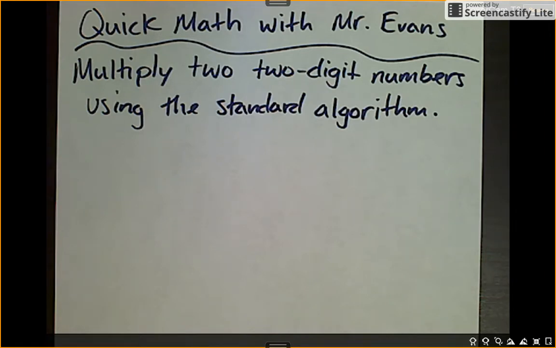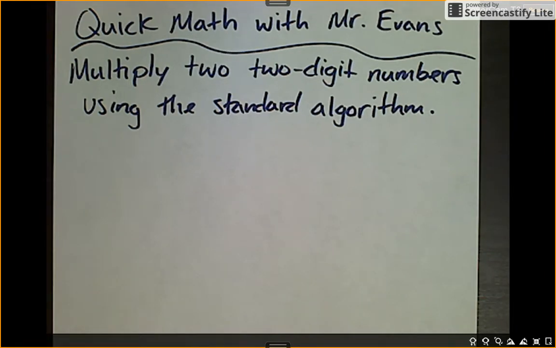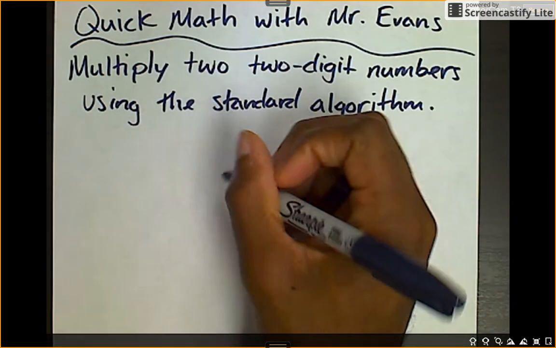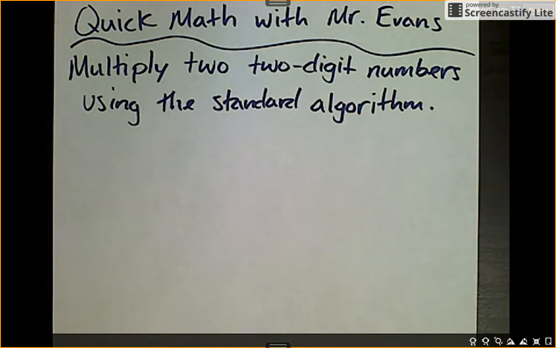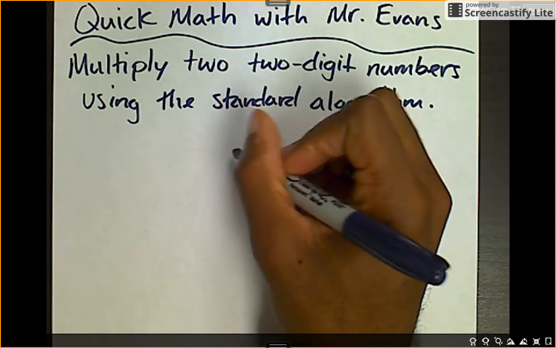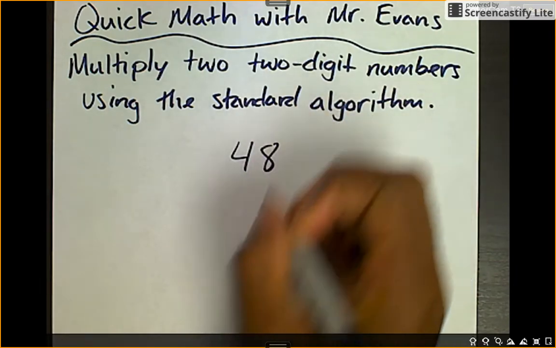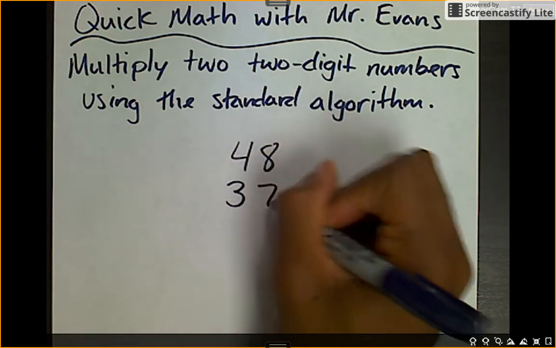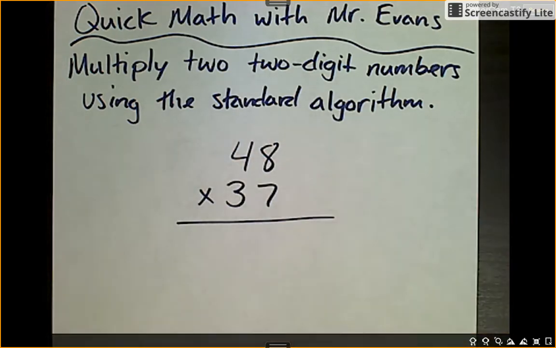So let's take a look at the two-digit times two-digit multiplication that Mr. Evans would like for us to do today. I'm going to start off with numbers that are going to require us to do some regrouping and have some different conversations with these numbers. So let's go 48 times 37. I think that's a fair place to start there.